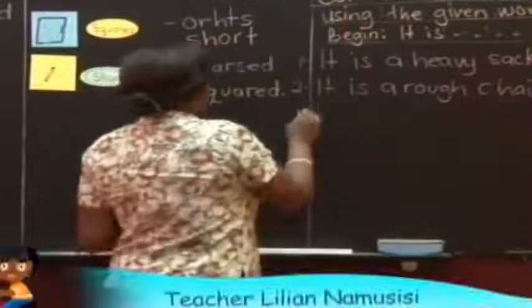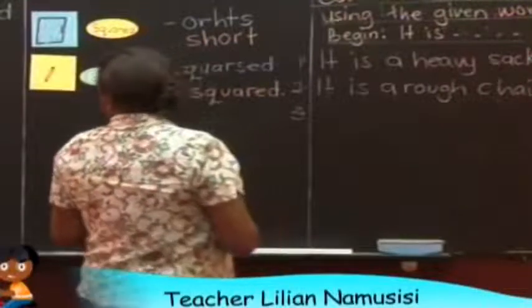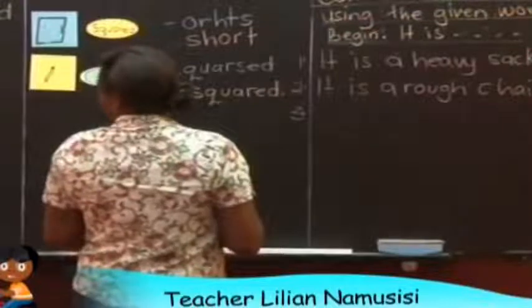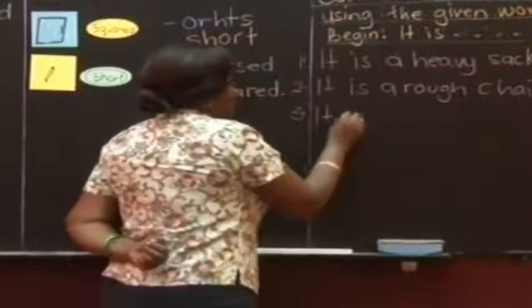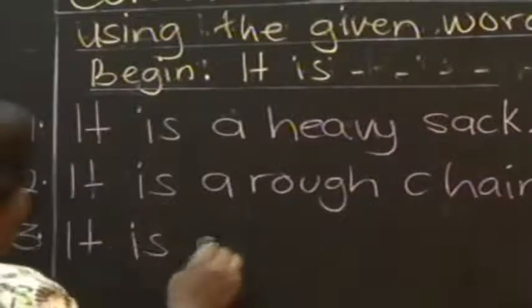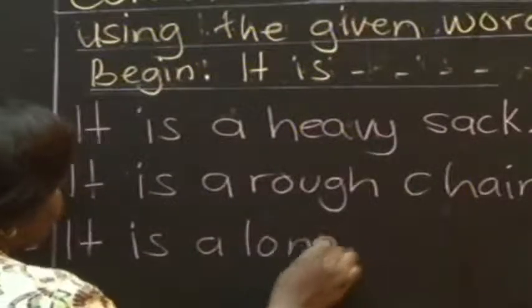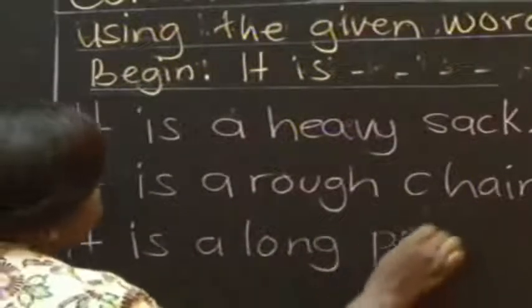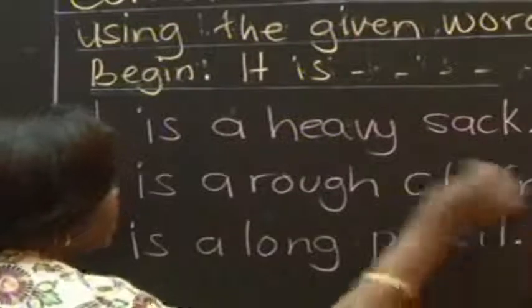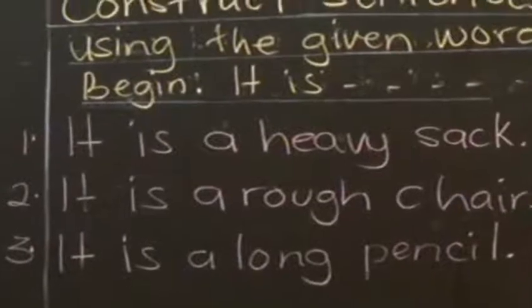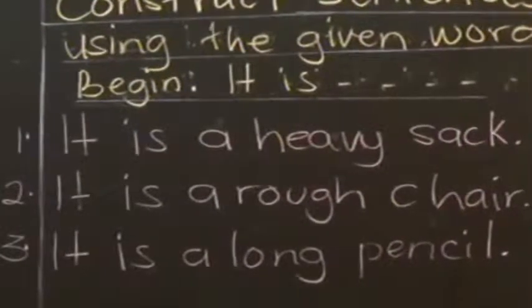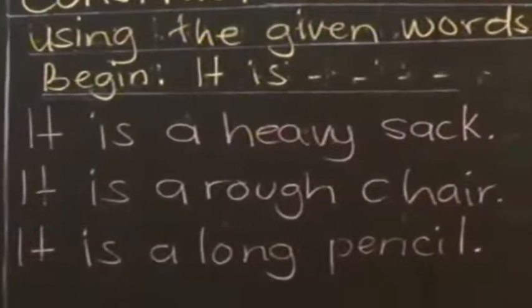Let's continue. Number 3, long. We say, it is a long pencil. It is a long pencil. Your mother has bought for you a pencil, so you can describe it as a long pencil or a short pencil.